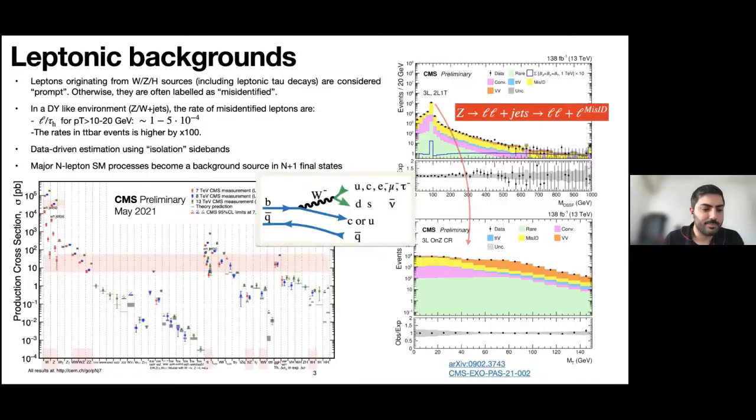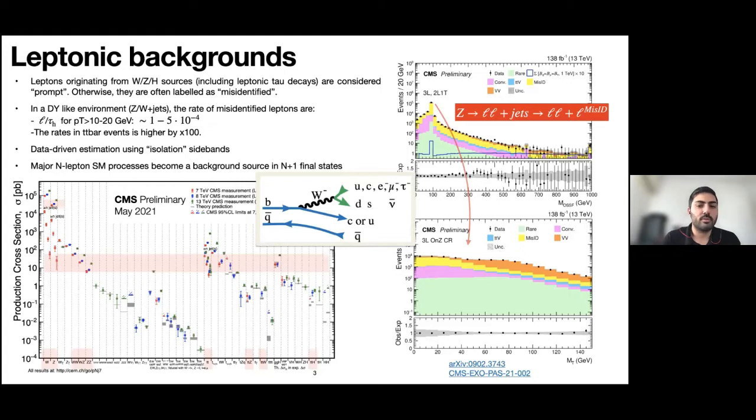All right. So, as I said, the final states will be leptonic. I also want to mention one specific type of background that is shared and common to all these searches. This is the so-called misidentified or fake lepton background. And you'll see this again and again in all the analyses we look at today.